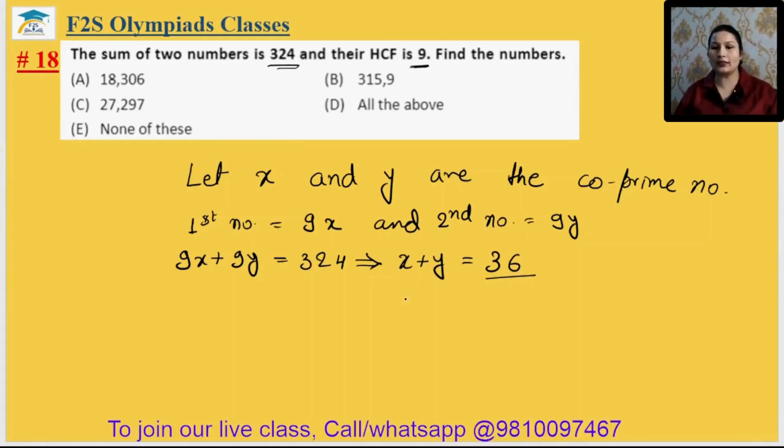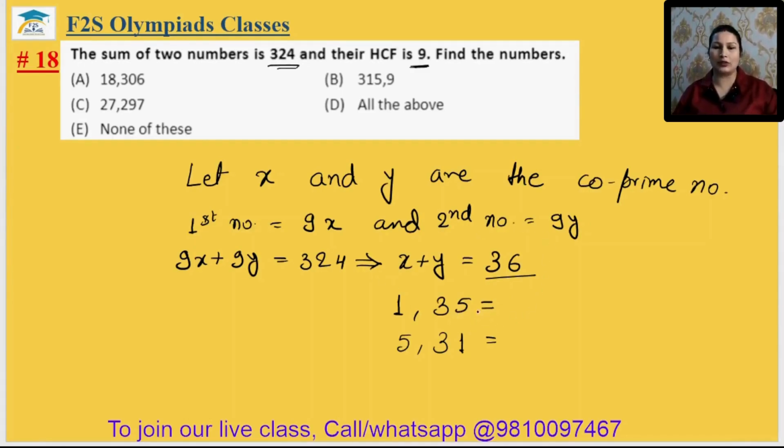So we can write 1 and 35. 1 plus 35 is 36, and the common factor is 1 only. We cannot take 2 and 34 because 2 will be the common factor, so it cannot be a co-prime pair. Next we can take 5 and 31. In this way, you can make pairs of numbers and just check that they are co-prime. So let's take only 2 pairs.